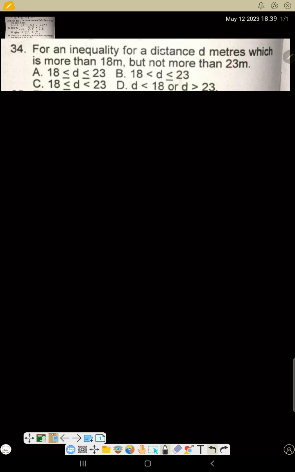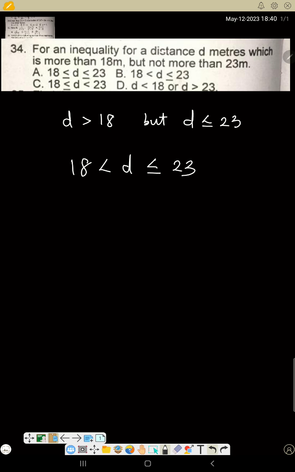So for an inequalities for a distance d meter, which is more than 18, that is greater than 18 but not more than 23, d is less than or equals to 23, that is not more than 23. So it means since d is greater than 18, that means 18 should be less than d, and d is less than or equals to 23. So that is a combined inequalities. So the correct answer is B.